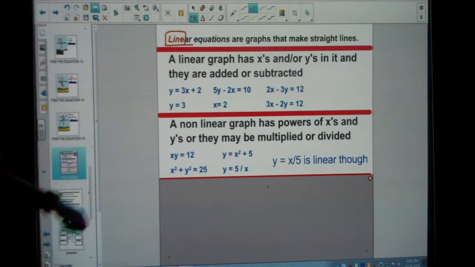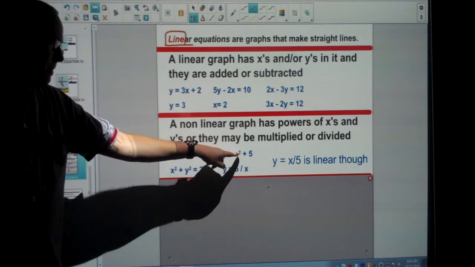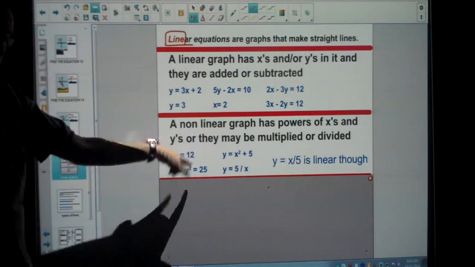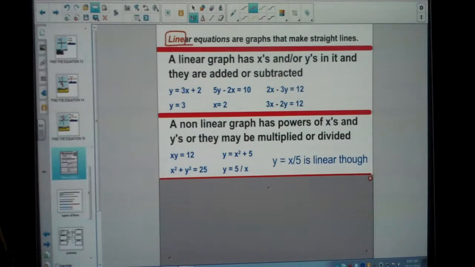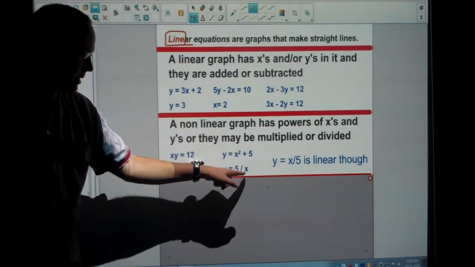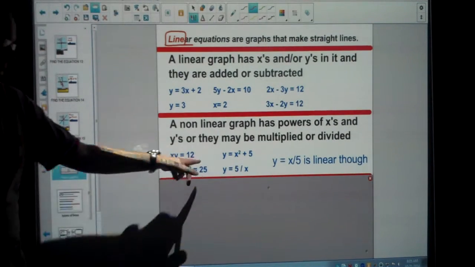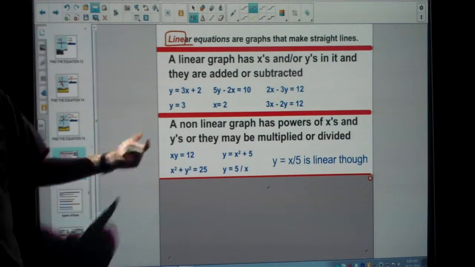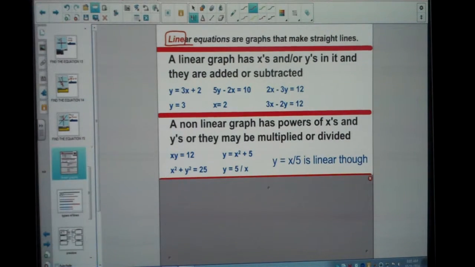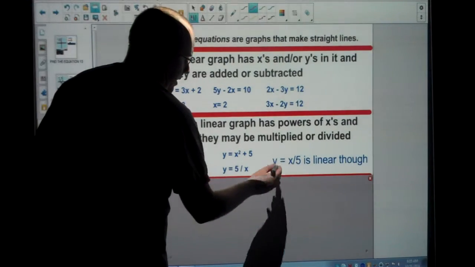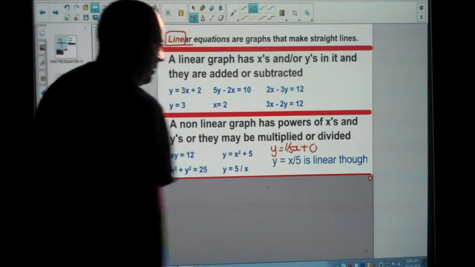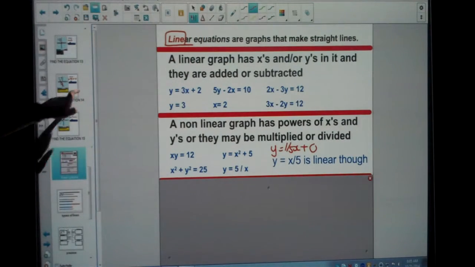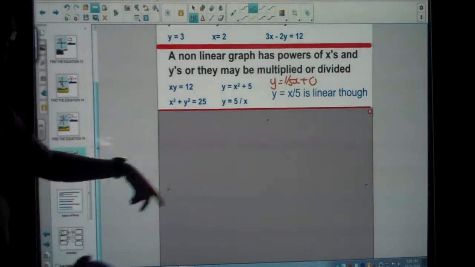The ones that are not linear: if you multiply x and y together, that's not going to work. If you have any powers, that's not going to work either. If you have two sets of powers, that's certainly not going to work. Y equals 5 over x might not be so obvious, but if instead of dividing by x, we multiply by x here, we get xy equals 5, which is not allowed. We're not allowed to multiply x and y together. Y equals x over 5 is allowed because it's the same as 1/5 x plus 0, which is actually slope-intercept form. So that's one that you've got to be a little bit careful of.